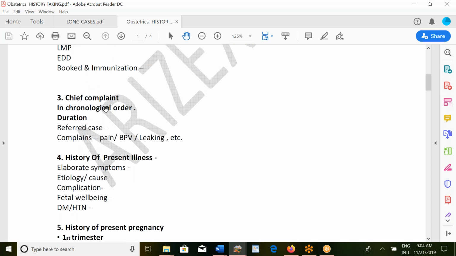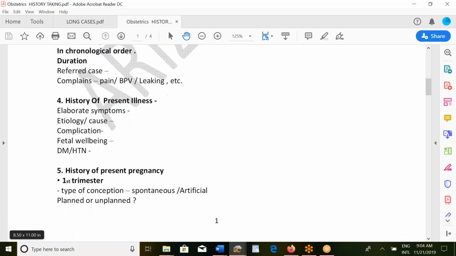Ask her what has happened in chronological order. Is it a referred case, where did she come from, why, when, where, and what happened. Then history of present illness: she will elaborate the symptoms, what happened, what were the complications, how is the baby doing, does she have any medical problems.